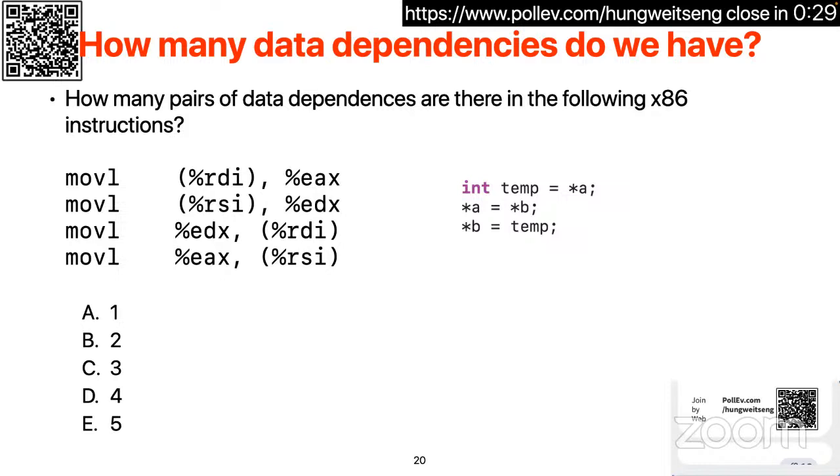All right, let's wrap up in 15 seconds. 5, 4, 3, 2, 1. Time is up.